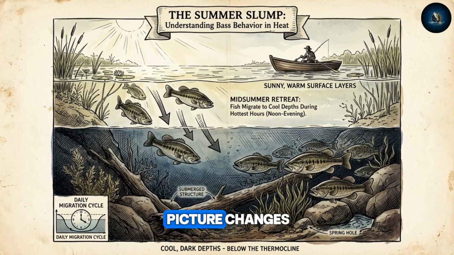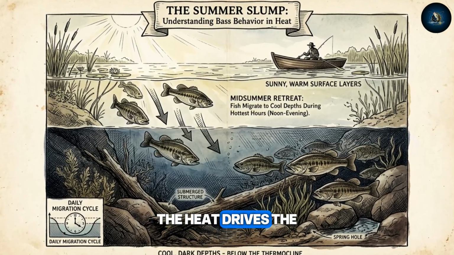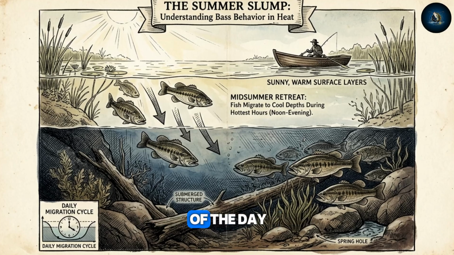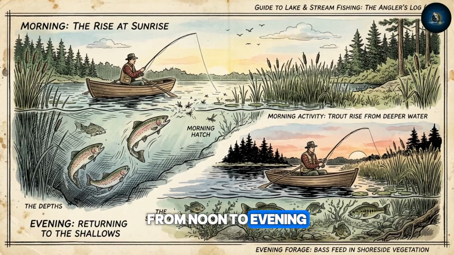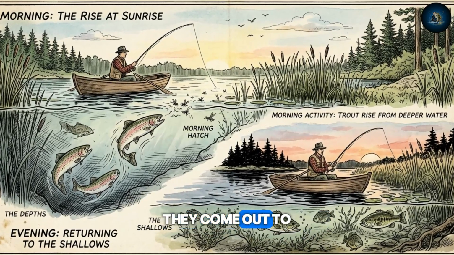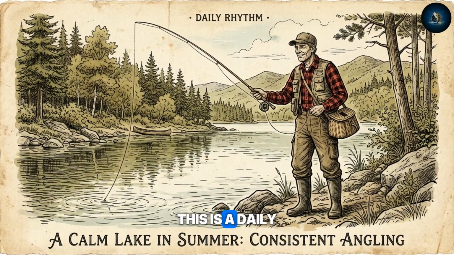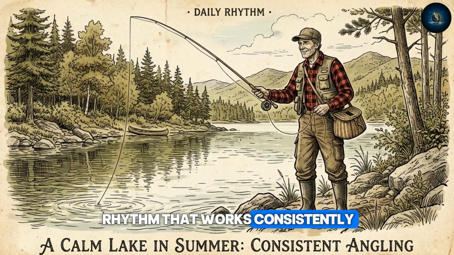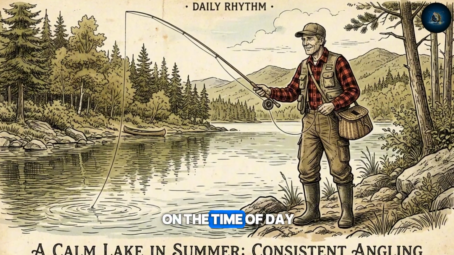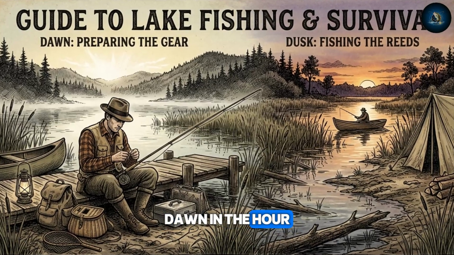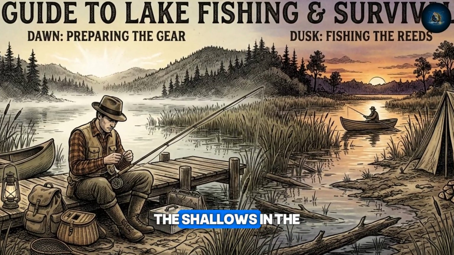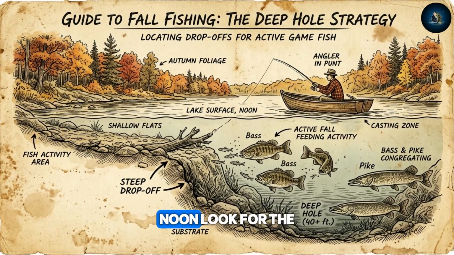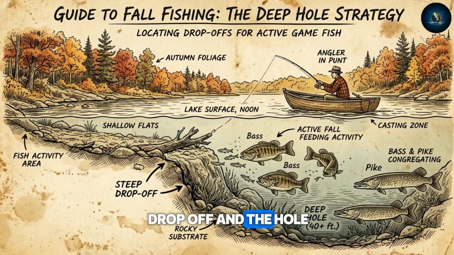In the summer, the picture changes. The heat drives the fish to the depths during the hottest part of the day, from noon to evening. In the morning and evening, they come out to the shallows again. This is a daily rhythm that works consistently. In the summer, focus on the time of day. Dawn and the hour before sunset, the shallows and the edge of the reeds. Noon, look for the drop-off and the hole.